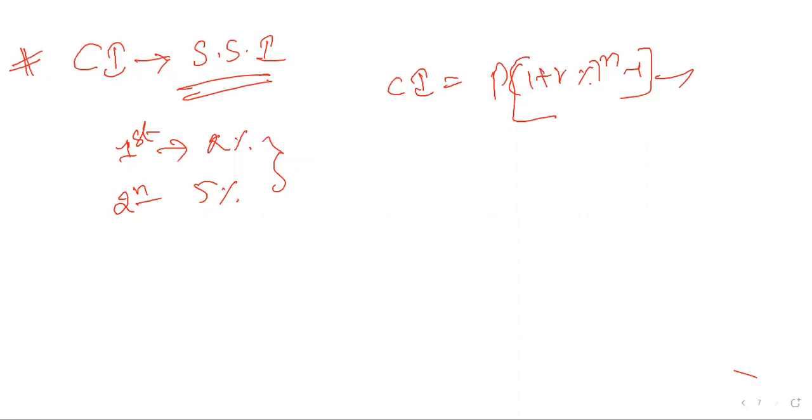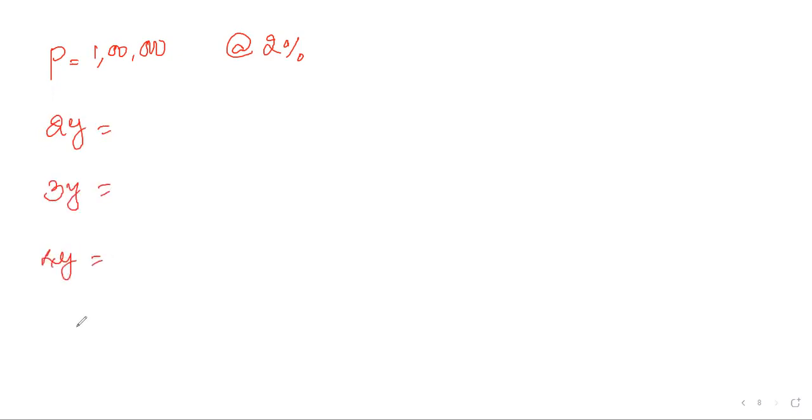Now let's see. I'll tell you one example. Let the principal be 1 lakh. The rate of interest, for easy purposes, is 2%. I need to calculate compound interest for 3 years, for 4 years, as well as for 2.5 years and 3.5 years. It is very difficult to find these calculations with the compound interest formula, but I'll tell you the simple and smallest shortcut.